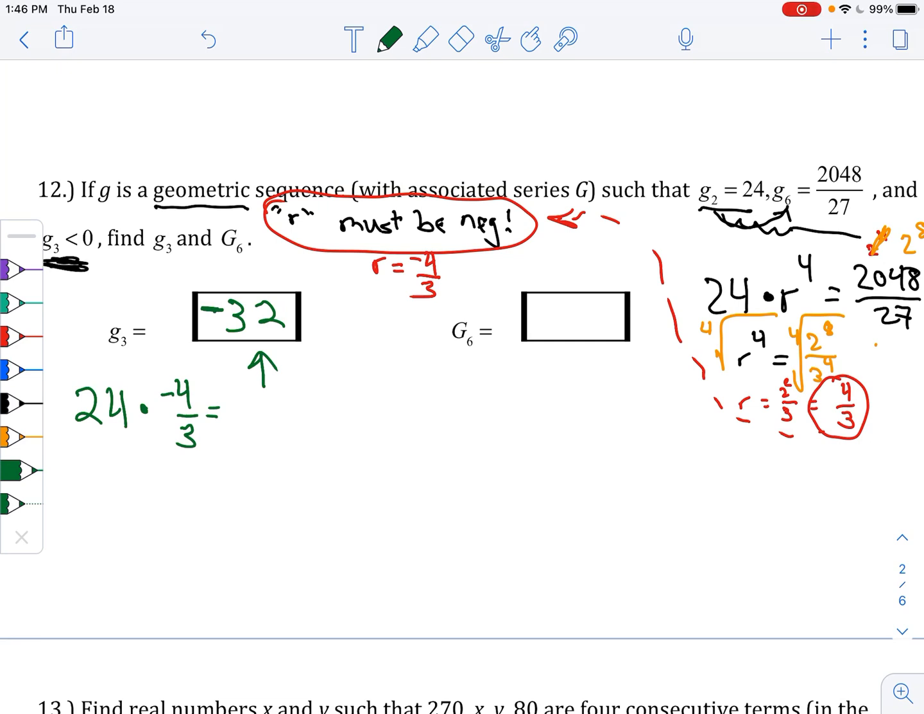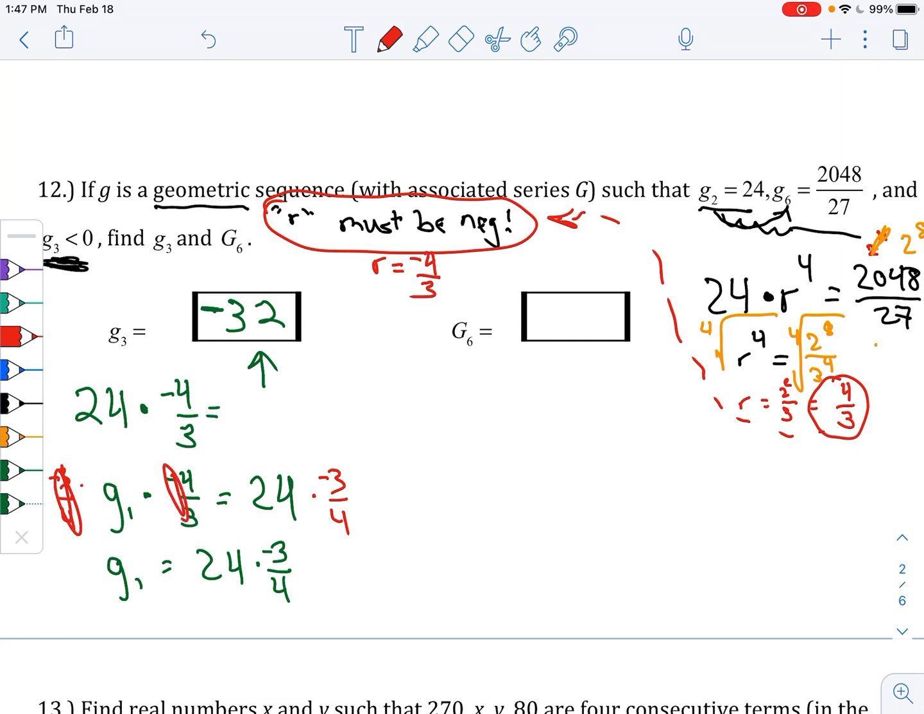Now G sub 6 is going to rely on us finding that first term. Well, that's not too bad because if I know that G sub 1 times that rate, which was negative 4/3, equaled 24, remember that up here? If that equaled 24, I can just multiply both sides by negative 3/4. So times negative 3/4 over here, times negative 3/4 over here, which of course is just going to cancel those two fractions. I've got negative 18 as that first term, you see? So that's that. And now I can find the geometric series, the associated series here, the big G.